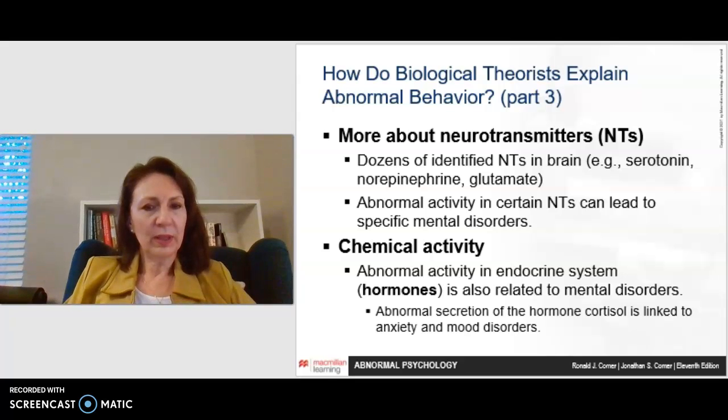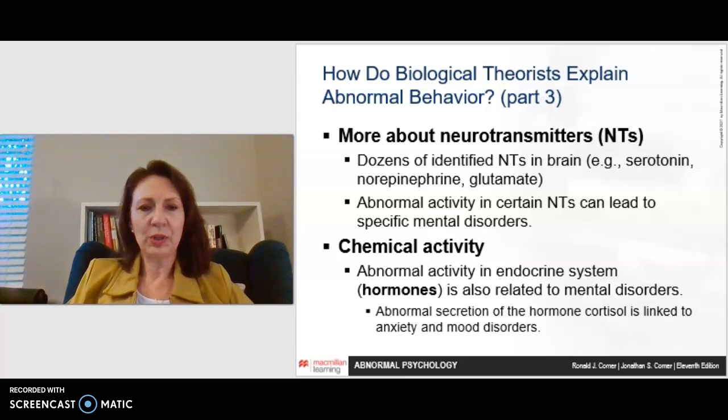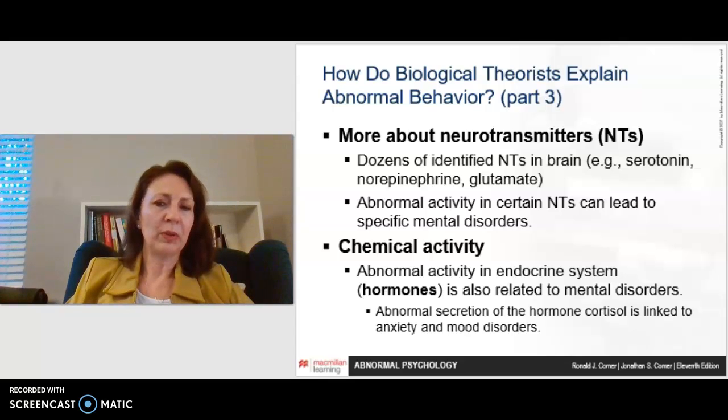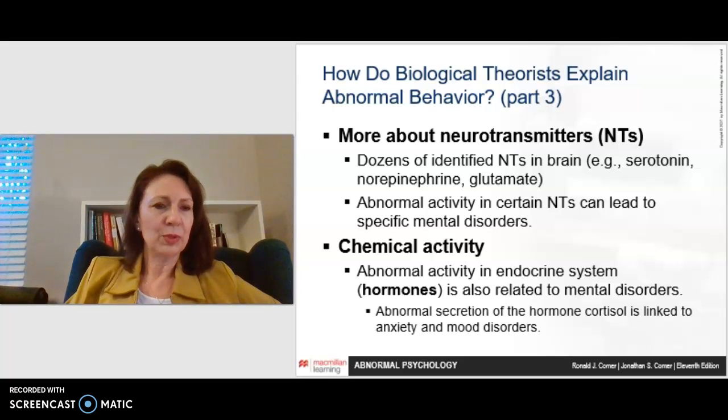They also will take a look at chemical activity that happens in the endocrine system, which is where our hormones are generated. And if there's abnormal secretion, for example, of the hormone cortisol, that can be linked to anxiety and other mood disorders.